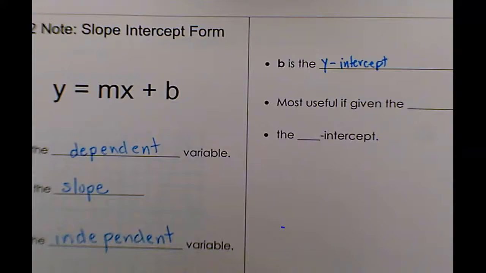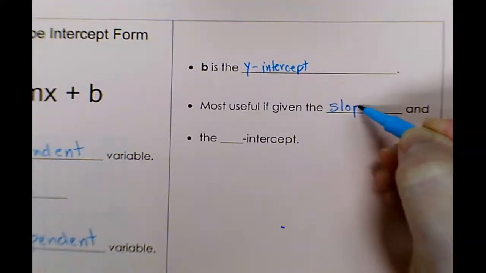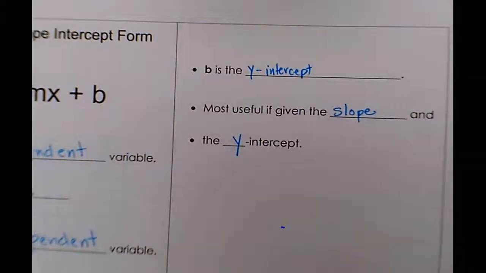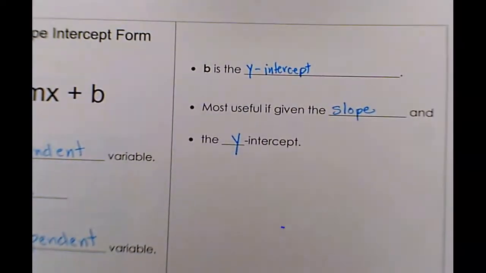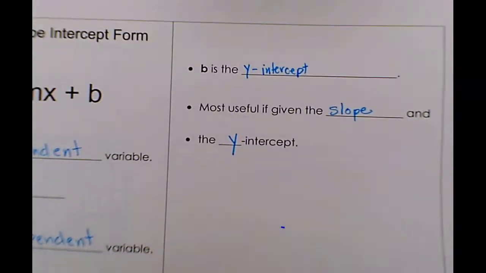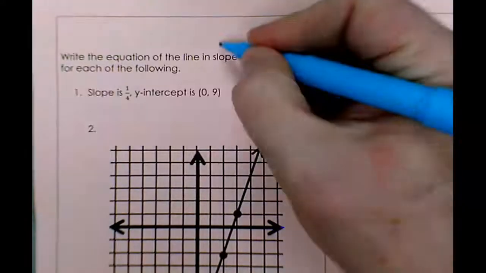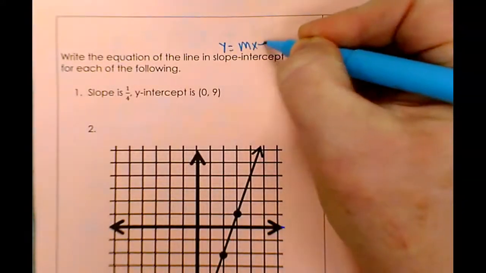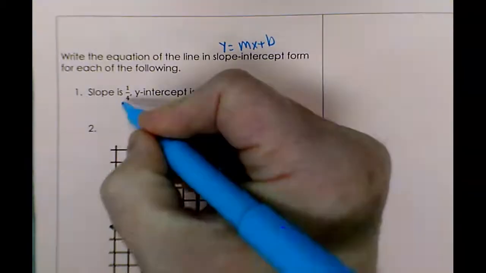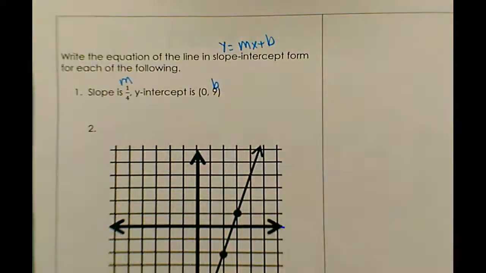This form is most useful when you are given the slope and the y-intercept, or you can easily find the slope and the y-intercept. It is the most often used form. It's the form we use for graphing. So we are going to write the equation in slope-intercept form. This is the slope and this is the y-intercept.